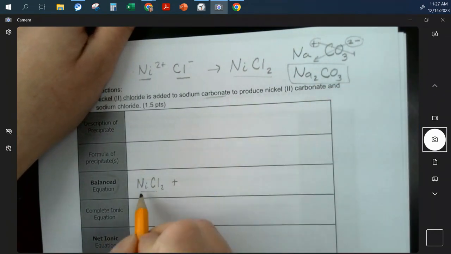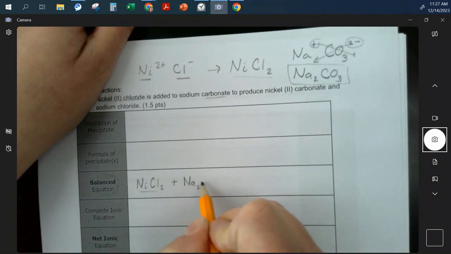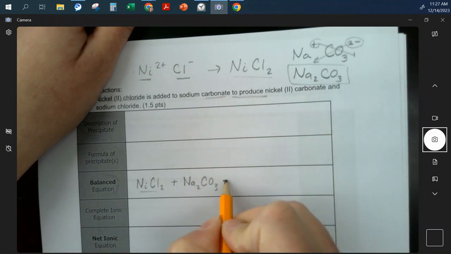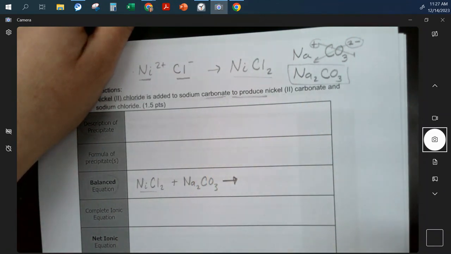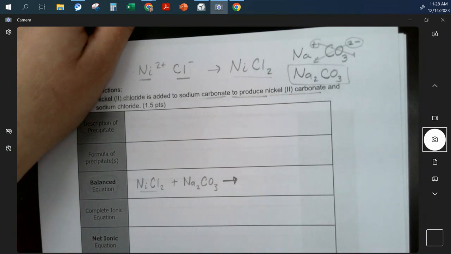Okay, so I have nickel chloride. I'm adding sodium carbonate to produce. So now we have our to produce arrow. We're getting nickel carbonate. So do you think you can find the formula for that?